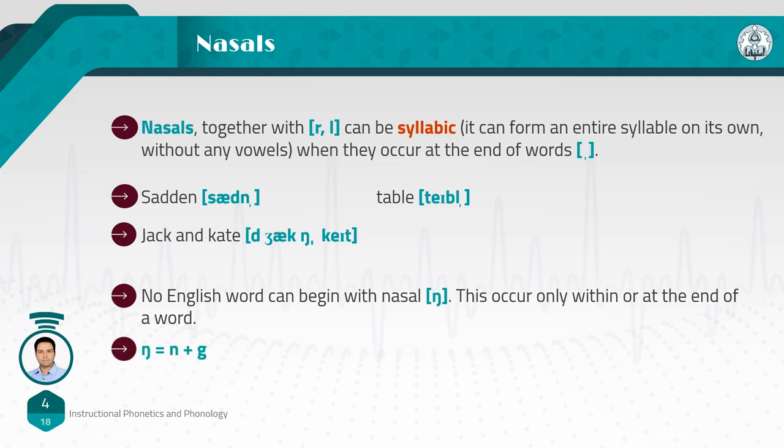In fact, we can say that ng is a mixture of n plus g. Looking at it this way, sing at an earlier time in history was pronounced with n plus g, or for example, it might be sink in history. Little by little, it becomes one specific consonant in the English language.